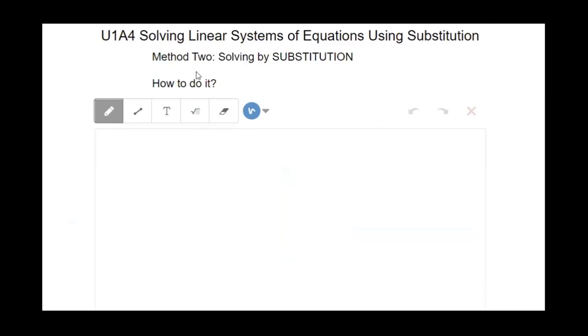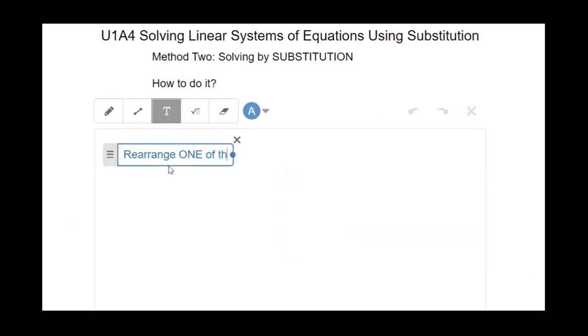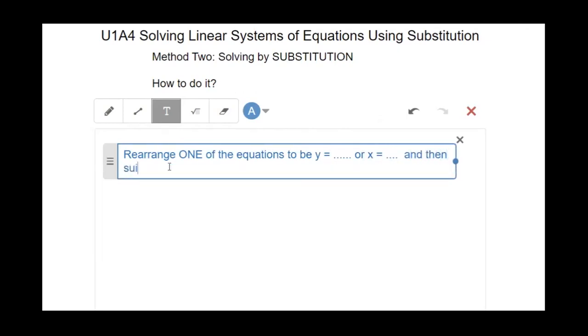So, method 2, solving by substitution. How do we do it? We are going to rearrange one equation to be y is equal to something, or x is equal to something, and then substitute it into the other equation.